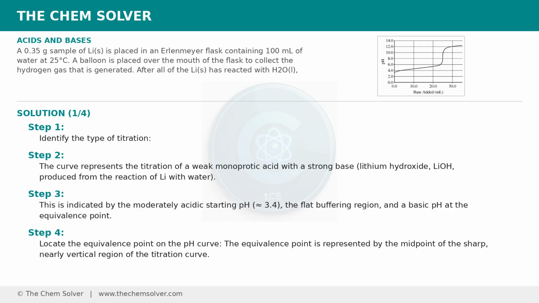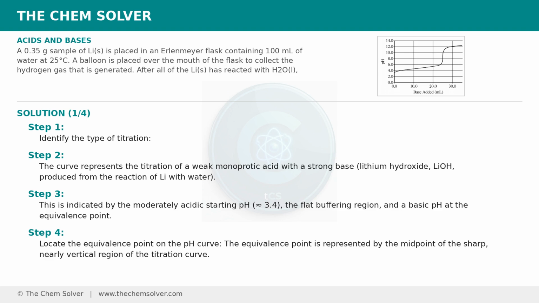Identify the type of titration. The curve represents the titration of a weak monoprotic acid with a strong base, lithium hydroxide, LiOH, produced from the reaction of Li with water. This is indicated by the moderately acidic starting pH, approximately 3.4, the flat buffering region, and a basic pH at the equivalence point. Locate the equivalence point on the pH curve.